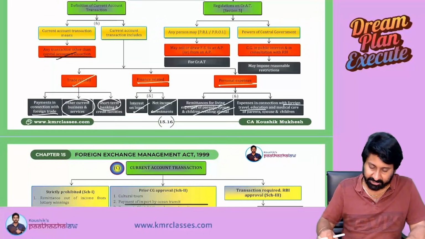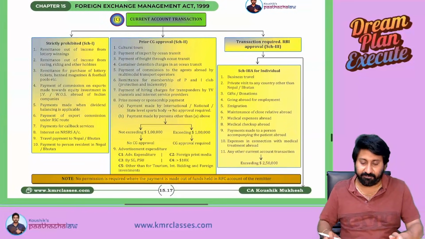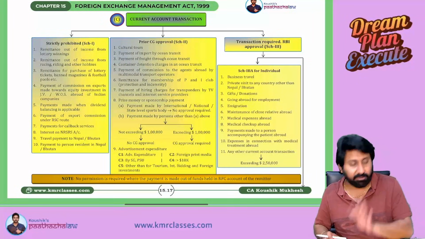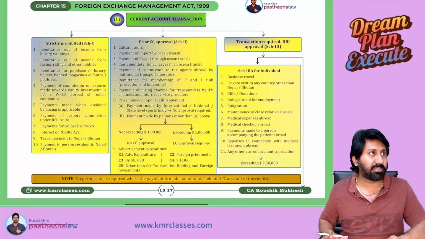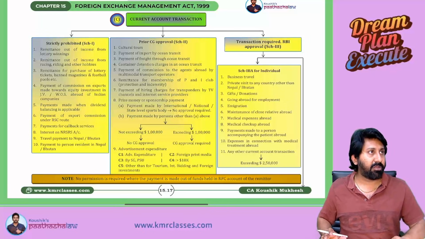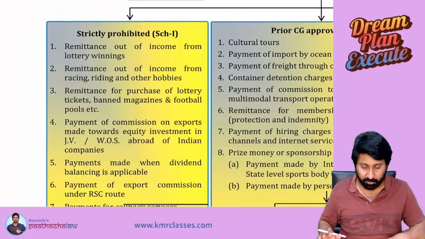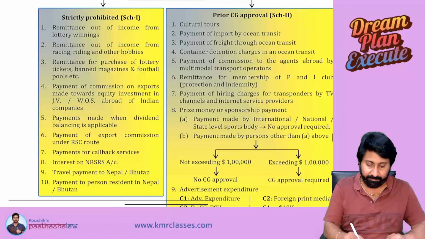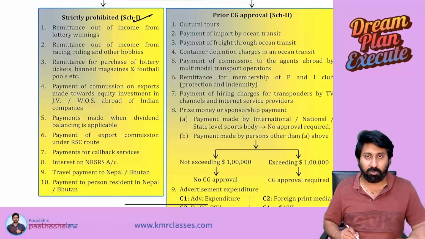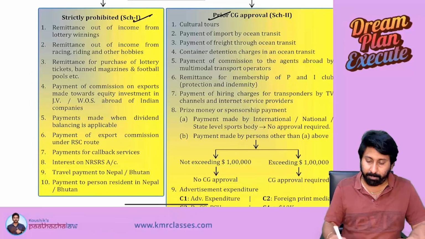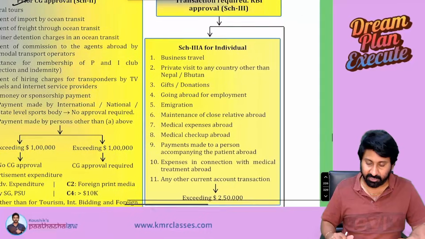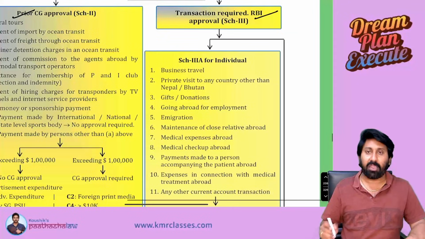Okay, so next, what are the types of current account transaction? There are 3 types of current account transaction, as you see on the screen. Number 1, strictly prohibited current account transaction. Number 2, prior CG approval transactions. Number 3, RBI approval transaction.